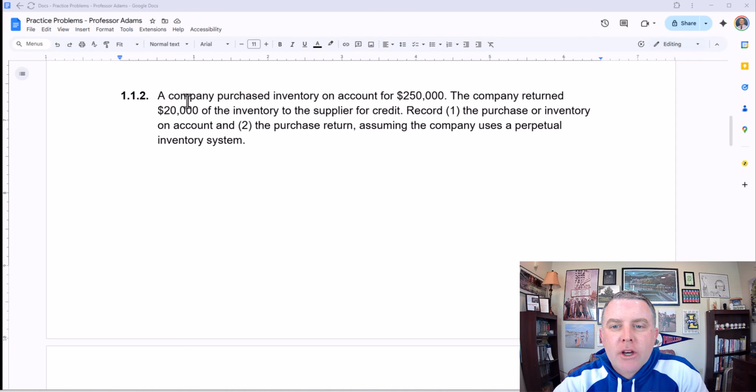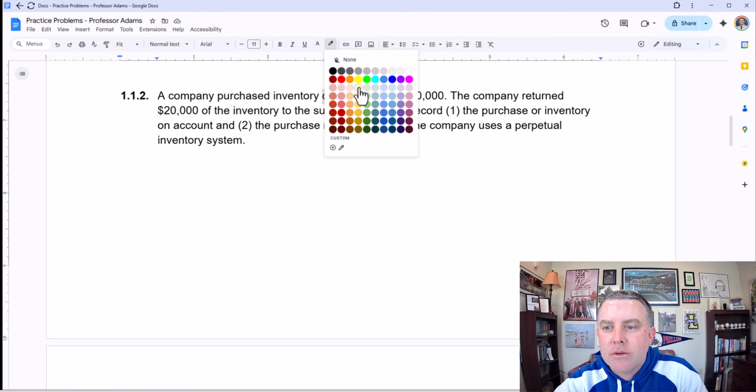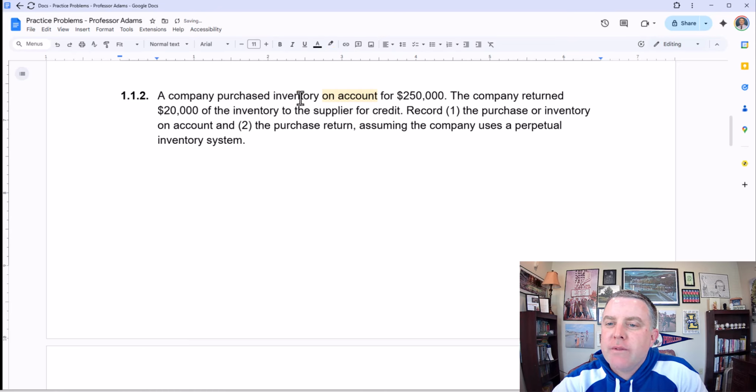In this problem, we have a company and they purchased inventory on account. And remember, on account means that the company did not pay cash for the inventory. The supplier said, pay us later. That's what on account means, right? So that we have an accounts payable. A company purchased inventory on account for $250,000.